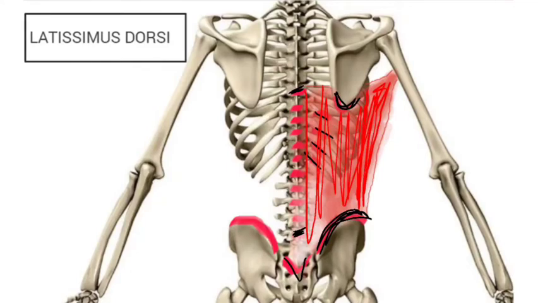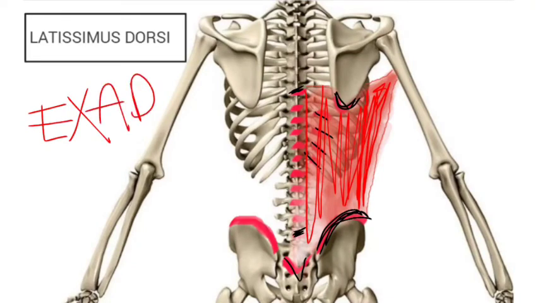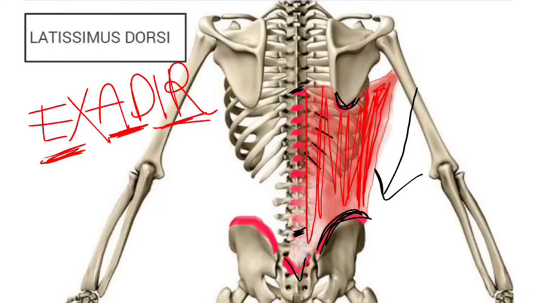Okay, so the actions of your latissimus dorsi can be summarized by the word exadir. Just remember the word exadir for the actions of your latissimus dorsi. Exadir means extension of the shoulder joint, adduction of the shoulder joint, and internal rotation of the shoulder joint. All of these again are actions of the latissimus dorsi muscle. So that's extension. What else? You have adduction, and lastly you have internal rotation. This is your latissimus dorsi muscle, and it is innervated by your thoracodorsal nerve.